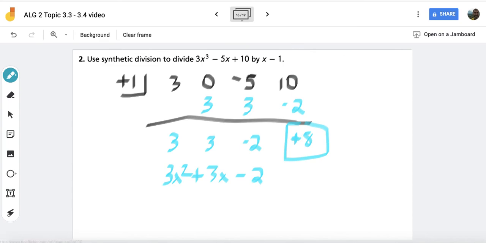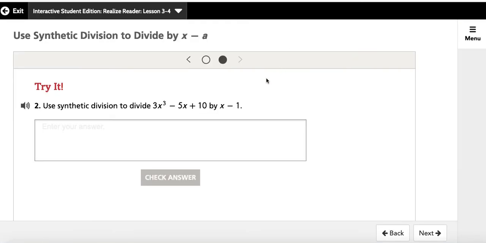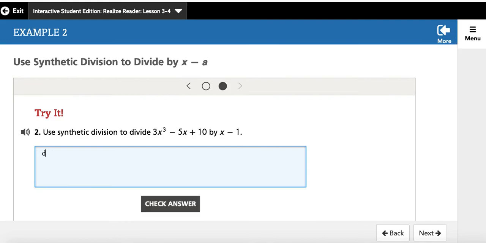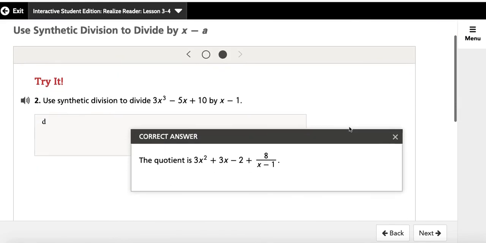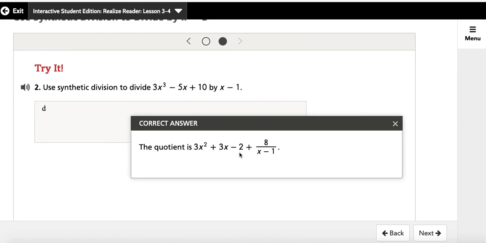I don't know how they want to show that. Let's see how they showed it. They showed it as, yep, the 3x squared plus the 3x minus 2 plus 8 over x minus 1.